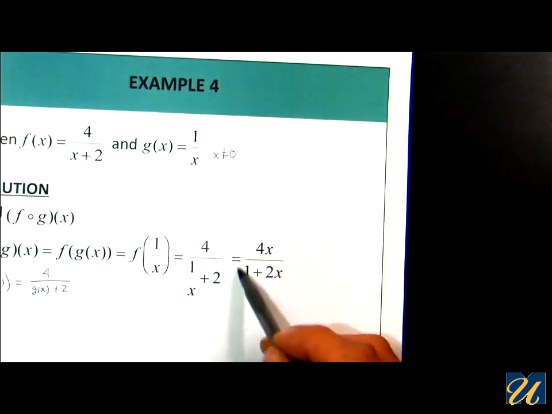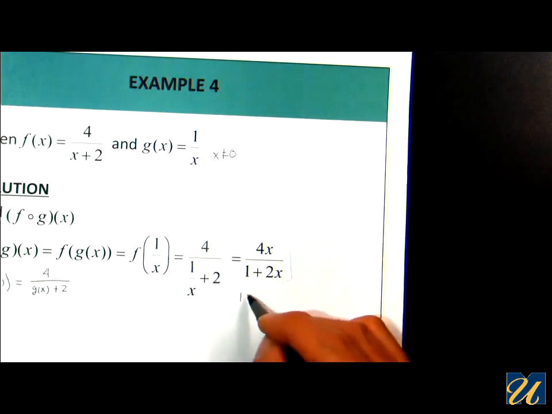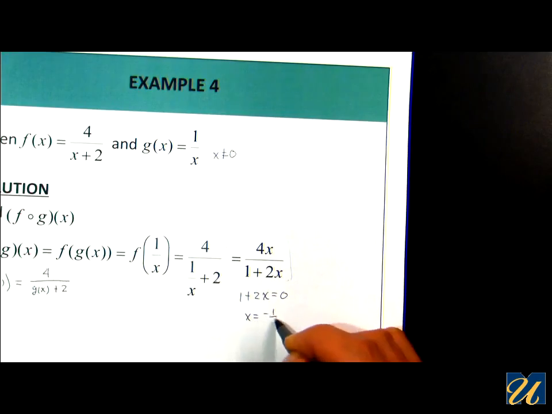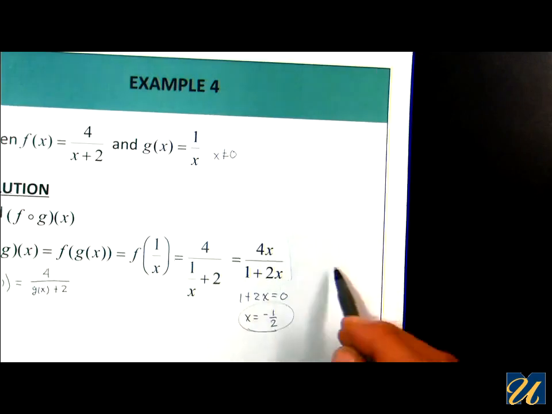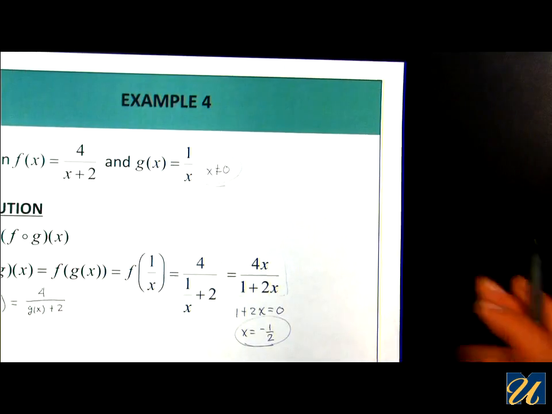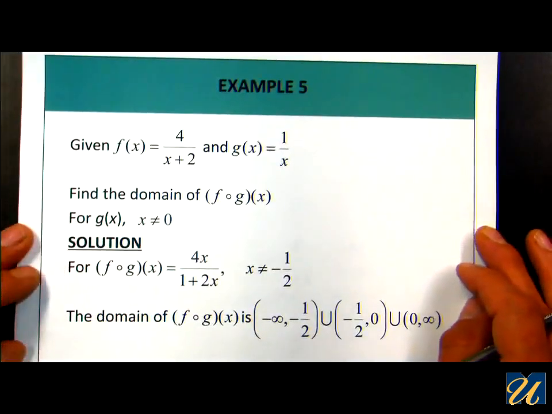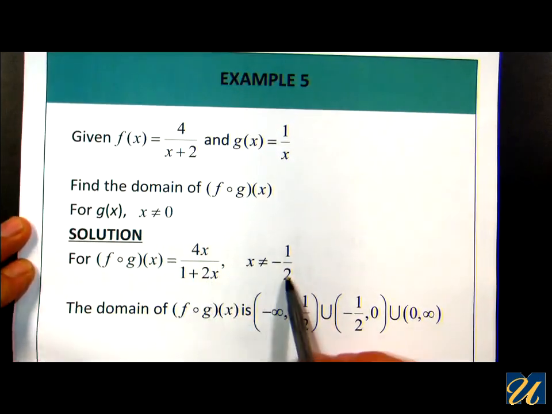Now, were there any additional values here for which this is not defined? And the answer is yes, because the denominator can be 0 when x is negative 1/2. So this is a new restriction on the composition. So our new domain, whatever it is, cannot include 0, and it cannot include negative 1/2. So if we move to the next slide, we'll see that this is the description that's being discussed. So we know for the function g of x, x can't be 0. We know for the composition, x can't be negative 1/2.